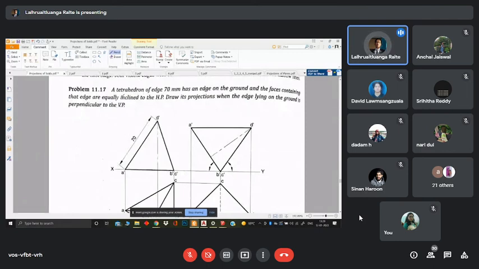Here you have a tetrahedron. As I have mentioned, a tetrahedron is nothing but a triangular pyramid. A tetrahedron of edge 70 mm, and they are all equal. All the edges are of equal size. It has an edge on the ground, and the faces containing the edge are equally inclined to the HP.